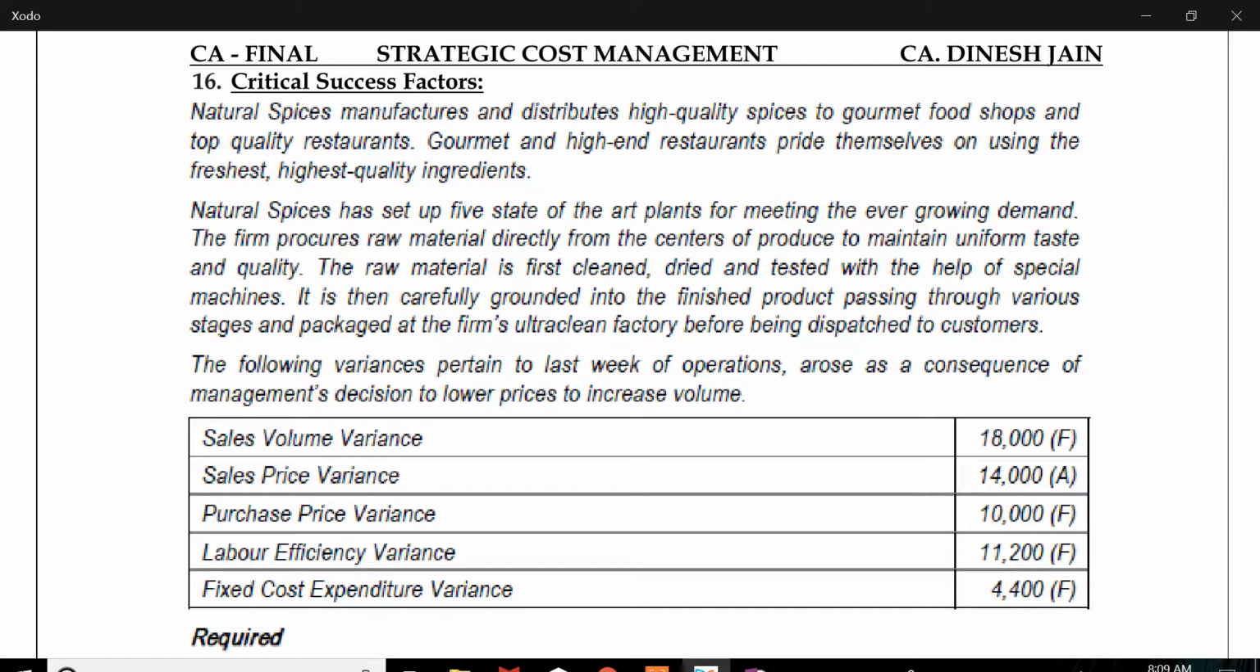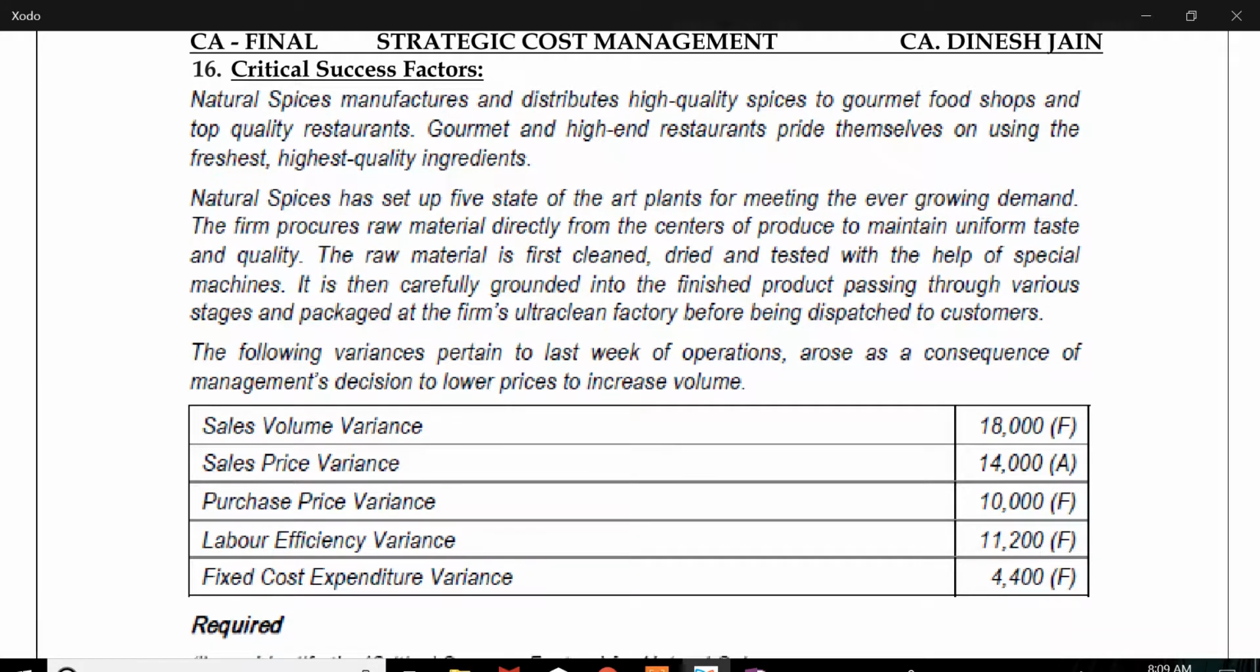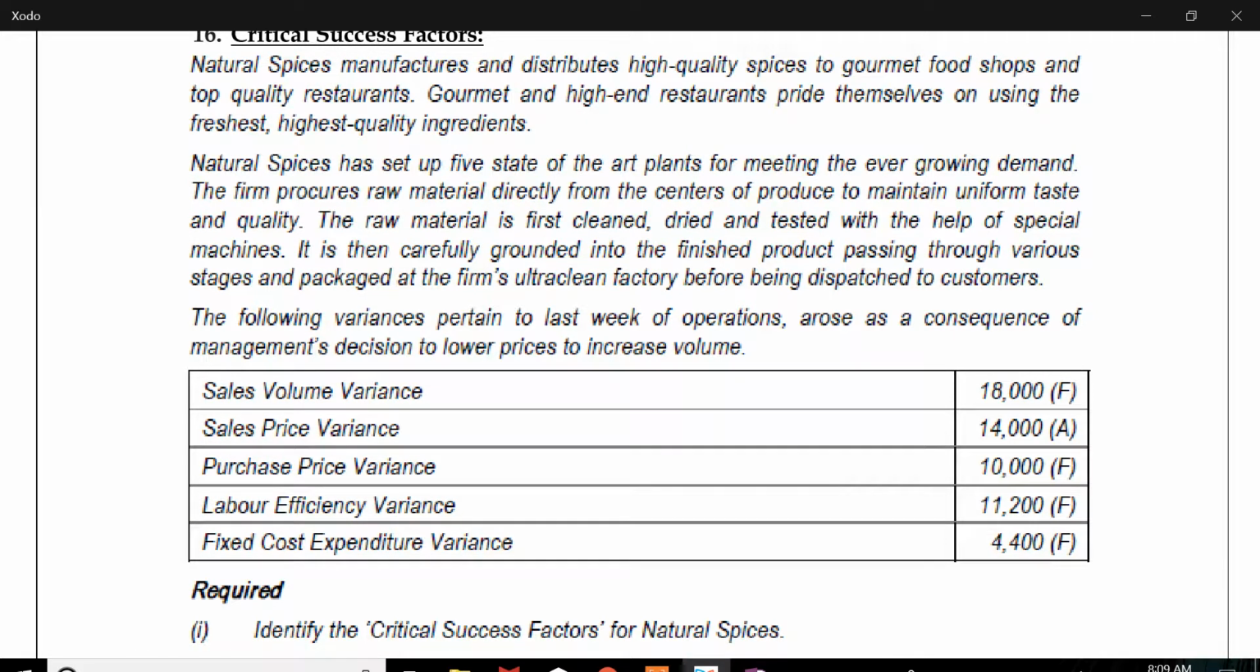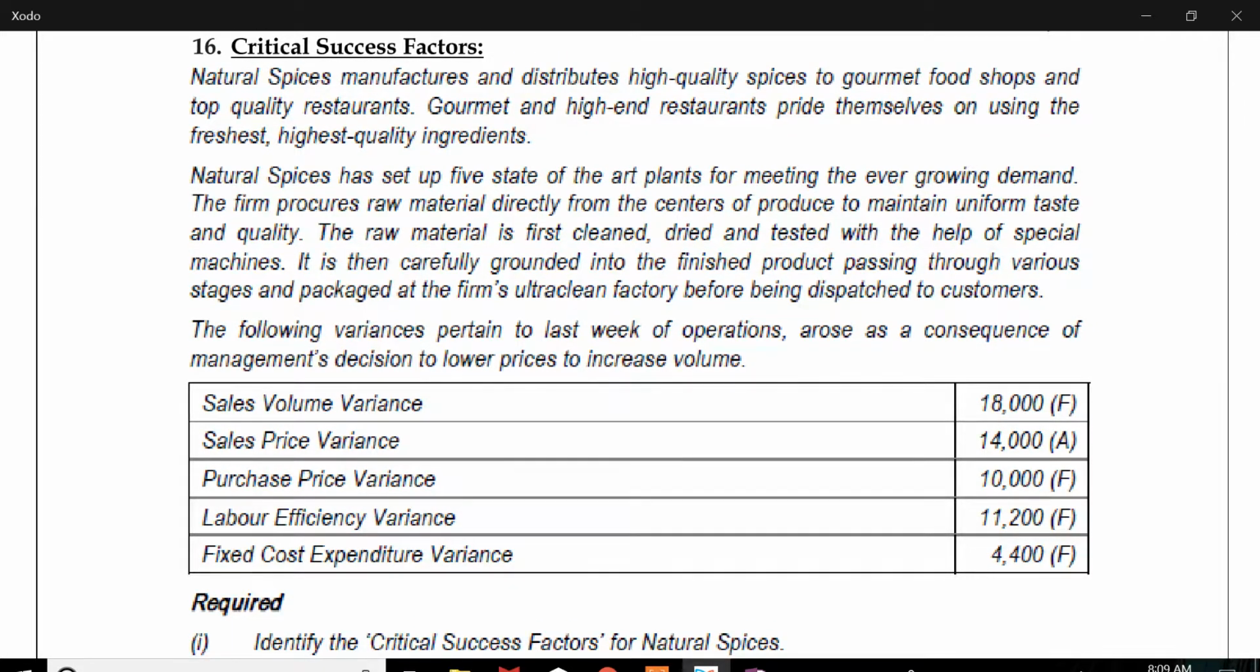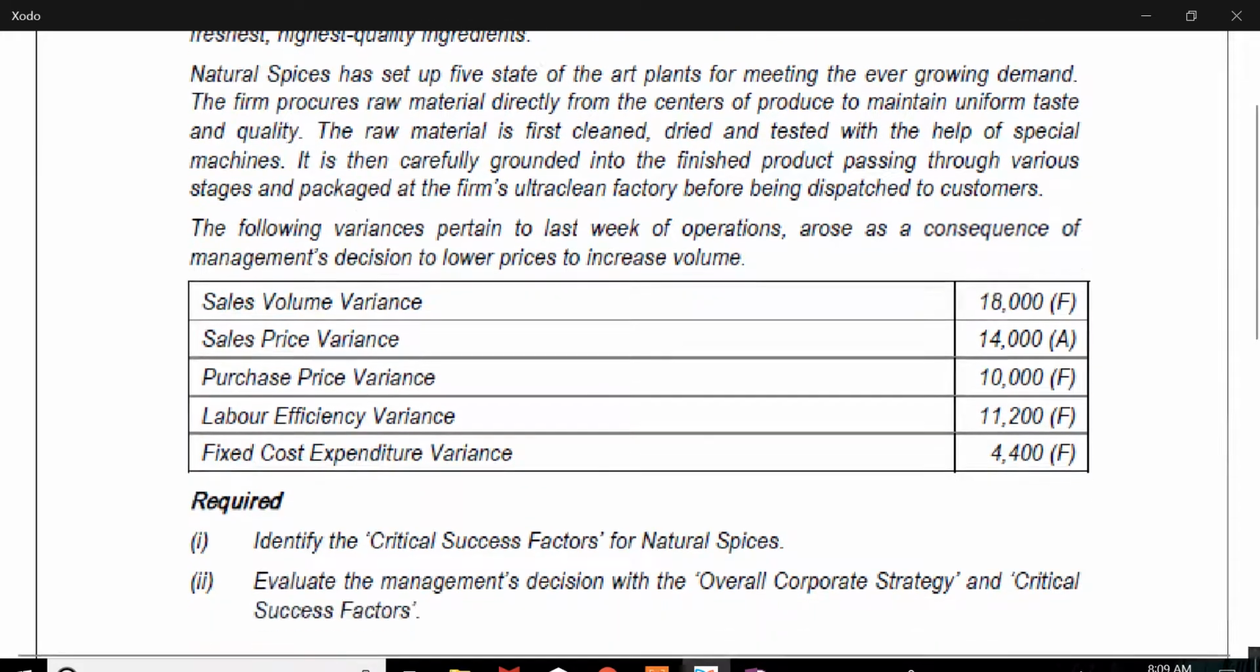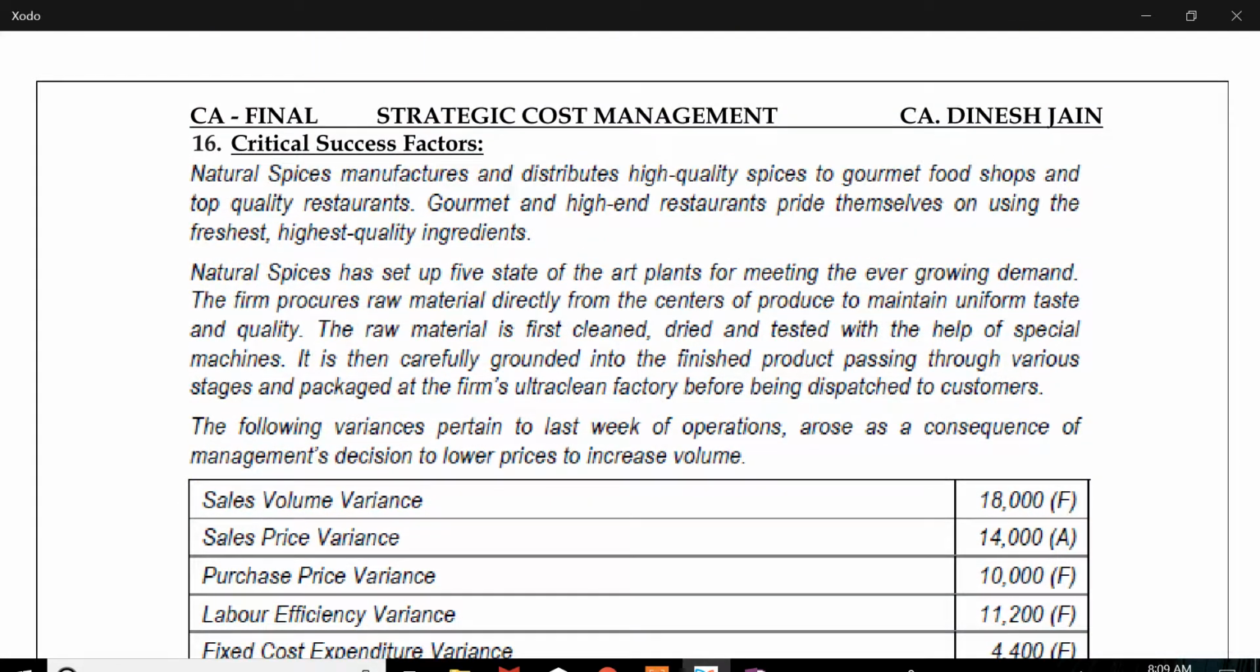They've given the process. The following variances pertain to the last week of operation and arose as a consequence of management decisions to lower prices to increase volume. Identify the critical success factor for Natural Spices.